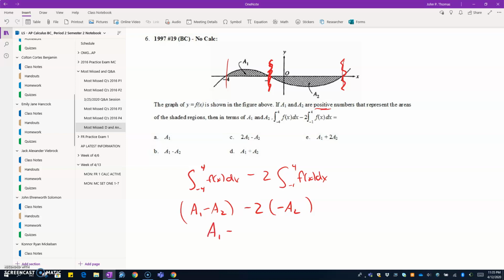So in total, I have a1 minus a2 plus 2a2. That's going to be a1 plus a2. So a correct answer on this one is a1 plus a2, which is choice D. All right, and that is number 6 explained.